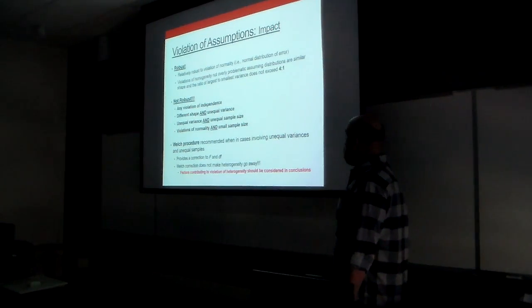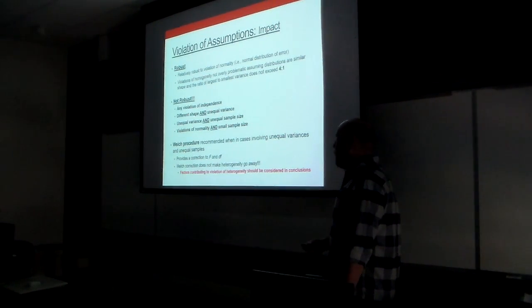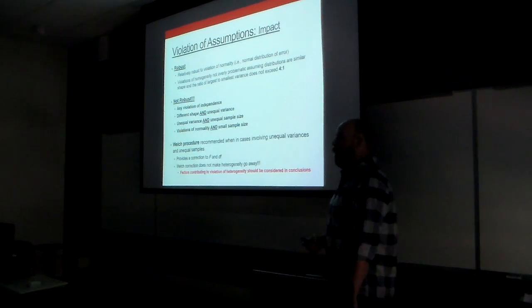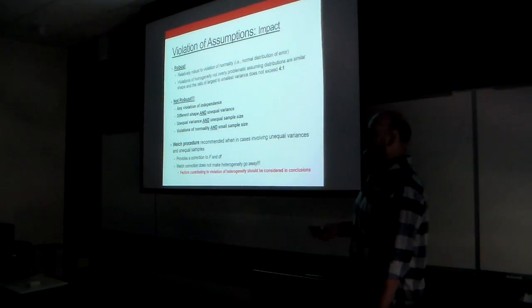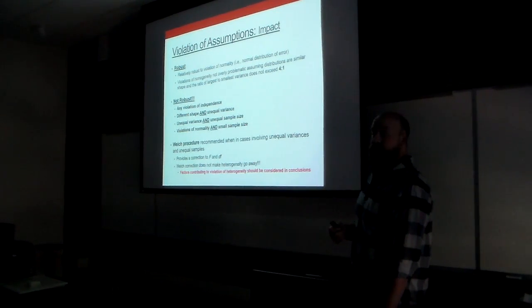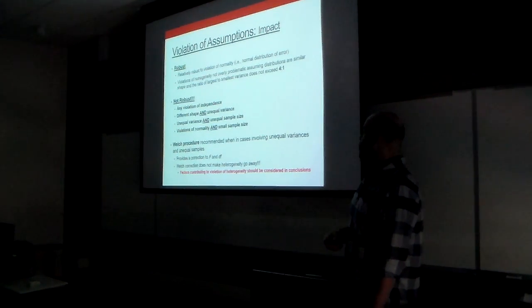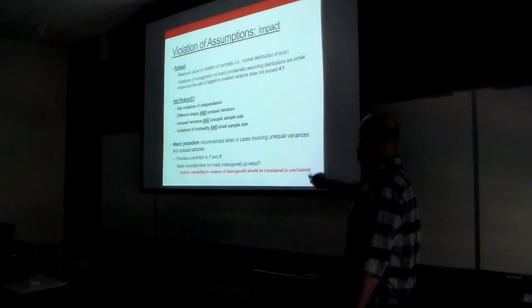But if we do have cases where we have unequal variances, unequal samples, what we're going to do is request a Welch test. The Welch test is going to give us a correction to our F and our degrees of freedom, and that's what we're going to look at in terms of determining our overall omnibus test here, okay?